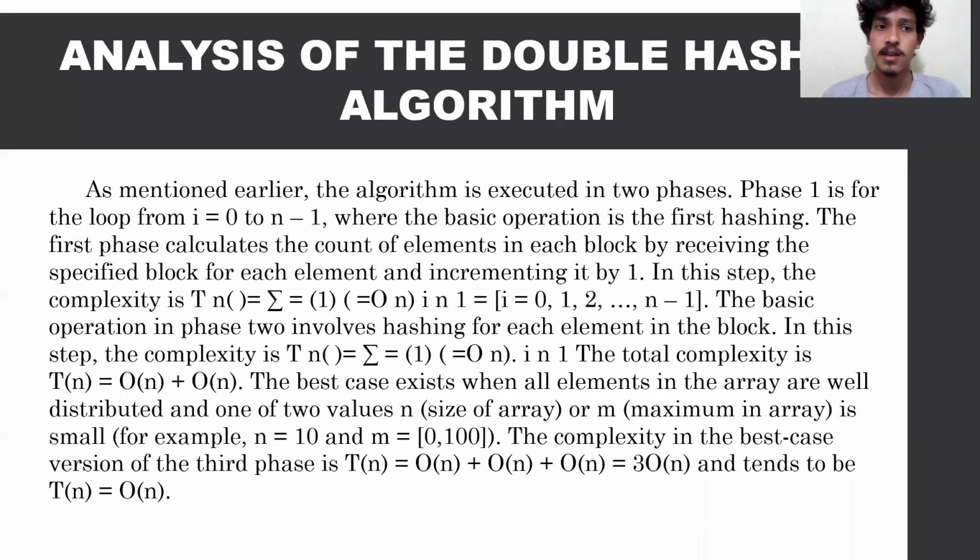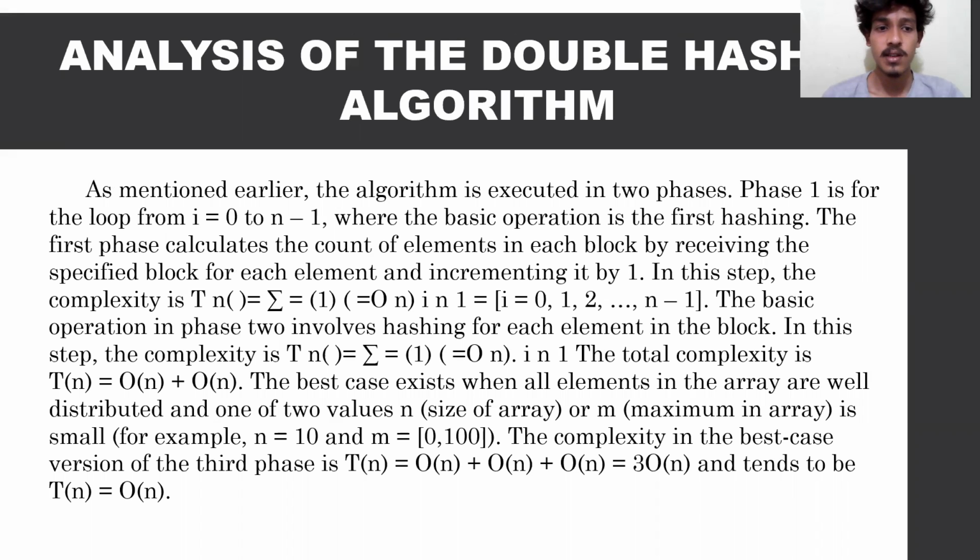Analysis of the double hashing algorithm. As mentioned earlier, the algorithm is executed in phases. Phase 1 is a for loop from i equal to 0 to n minus 1, where the basic operation is the first hashing. The first phase calculates the count of elements in each block by receiving the specified block for each element and incrementing it by 1. In this step, the complexity is T(n).